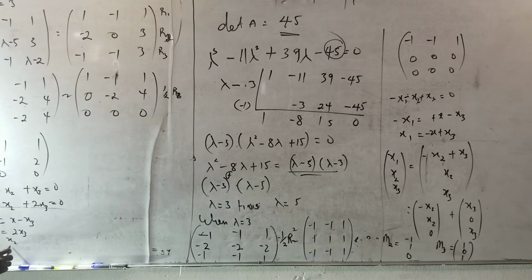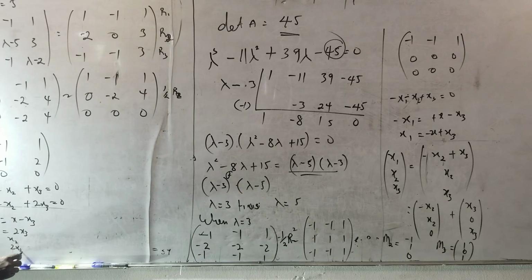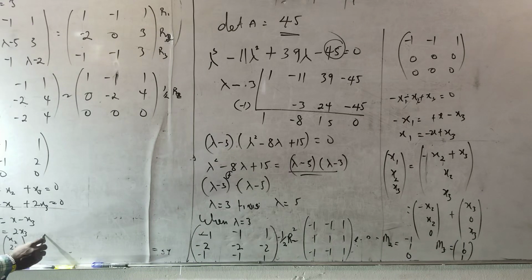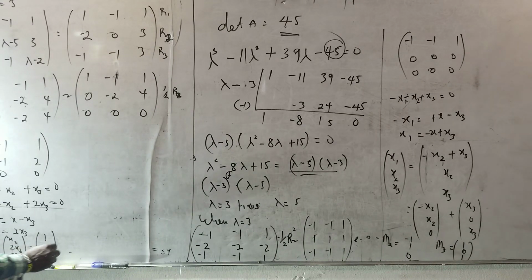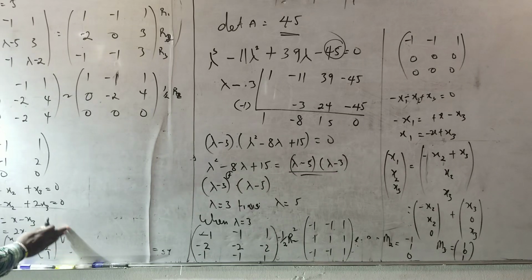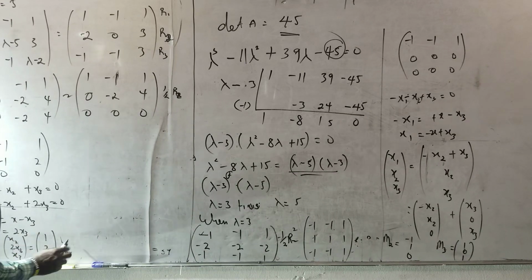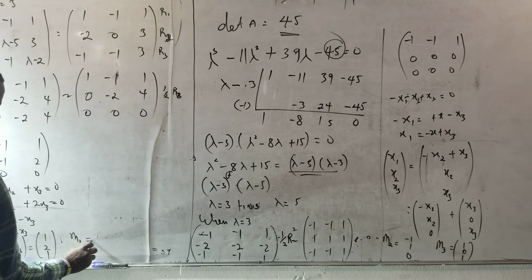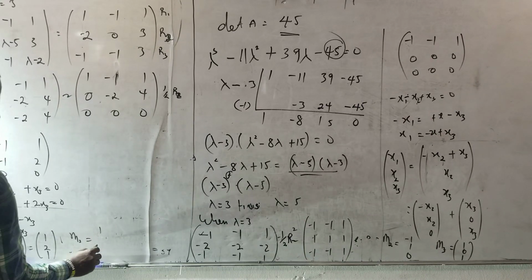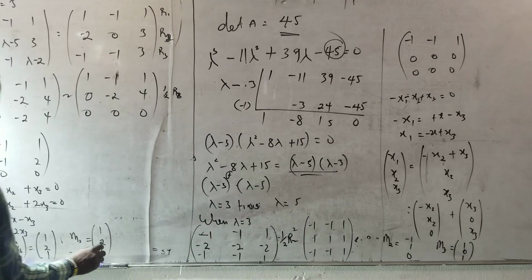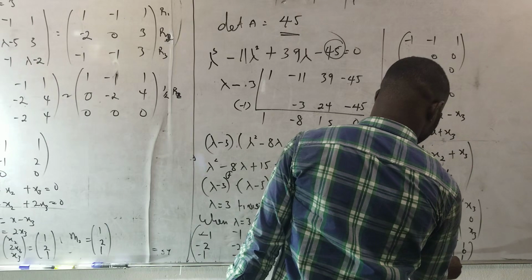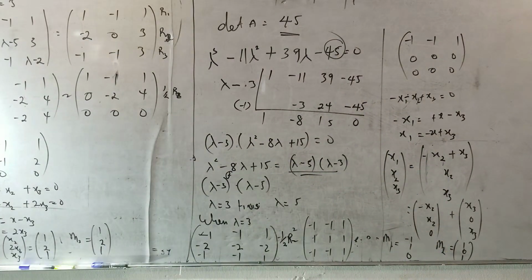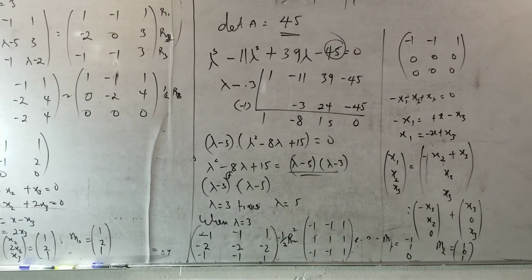x1, S3, 2S3 and S3. Now, which will be equals to what? 1, 2, 1. That is my M3. Now, M3 equals to what? 1, 2, 1. Now, this is going to be M1, M2, and M3. The next thing I want to do is to find the P.